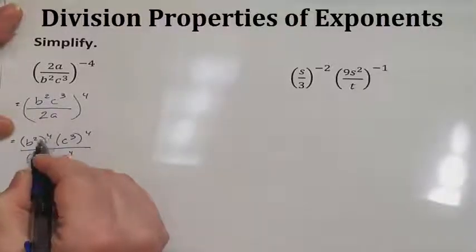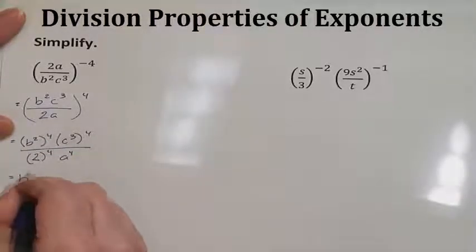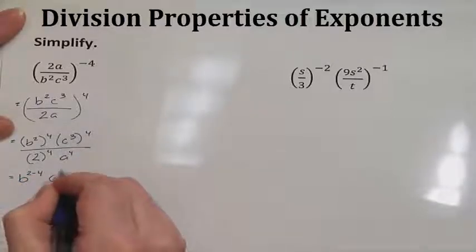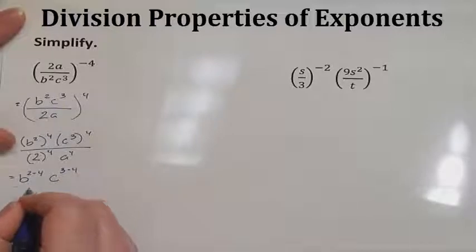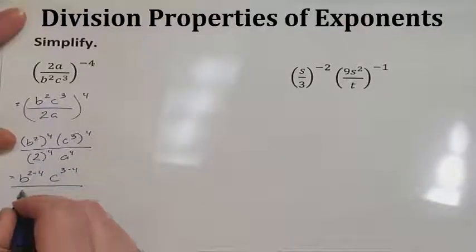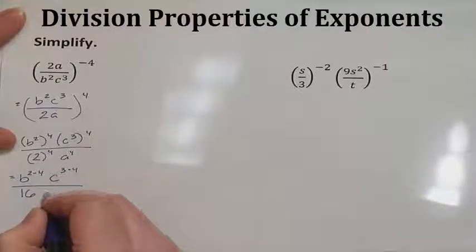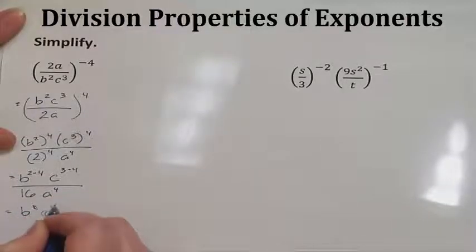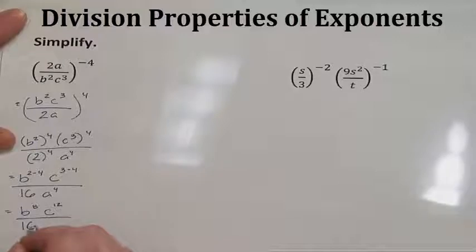Now if the exponents are close like this, we multiply. So this is actually b to the whatever 2 times 4 is. Close enough to multiply. So c to the whatever 3 times 4 is. On my denominator, 2 to the fourth power is 16, and that is just an a to the fourth. So this is b to the 8th, that is c to the 12th, all over 16, a to the fourth.